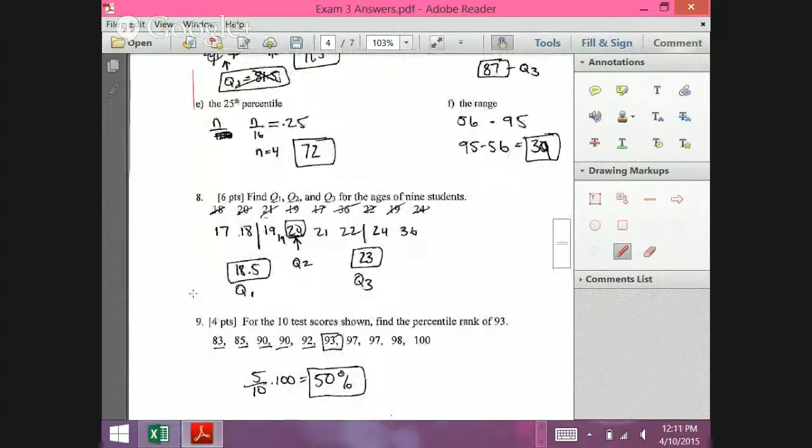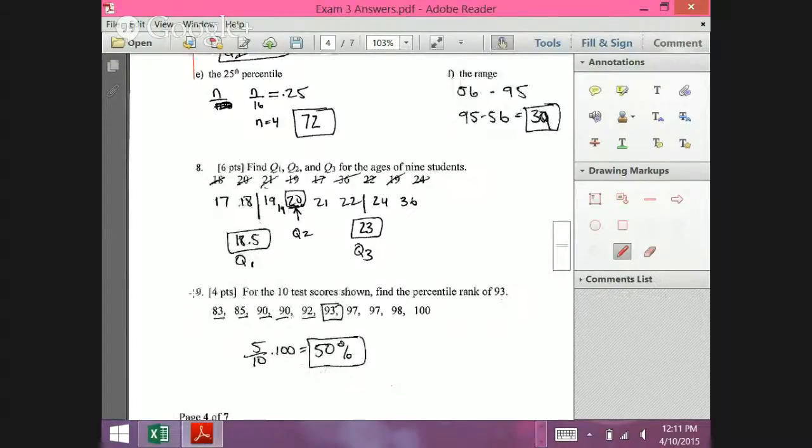Number 8, Q1, Q2, Q3, pretty standard if you wrote those in ascending order from smallest to largest. They were pretty straightforward to find. Number 9, some of the students said 6. A lot of everyone had 60%, which I couldn't really tell where that was coming from, if you just counted wrong or I don't know. You probably counted. It was hard to give partial credit, but then again, it was 4 points.